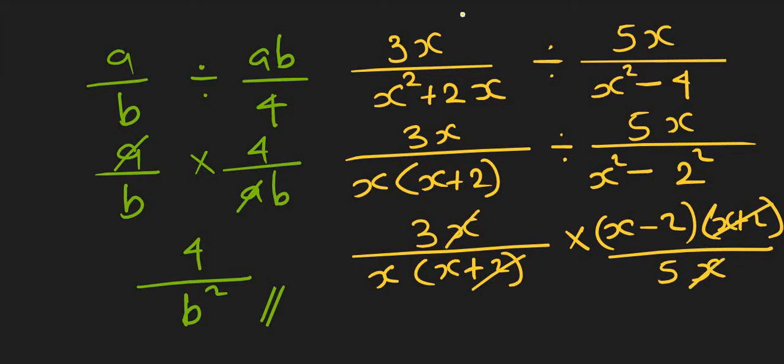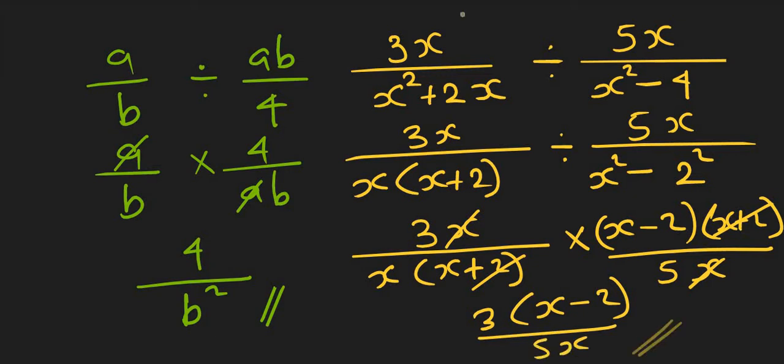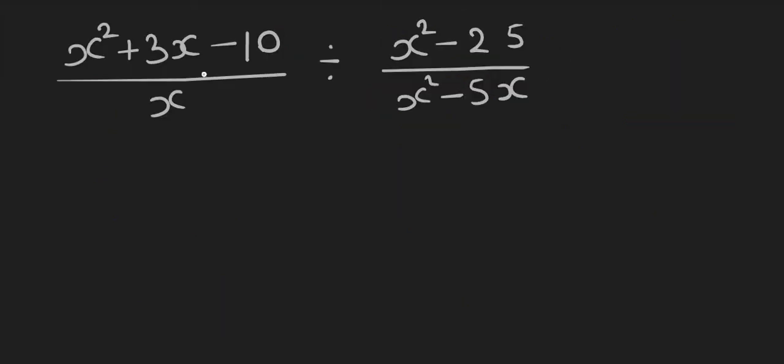x and x can be cancelled off. Therefore, we are left with 3 into x minus 2 divided by 5x. Let us consider some more examples. Okay, look at this sum.